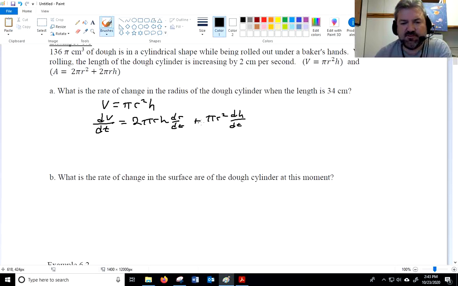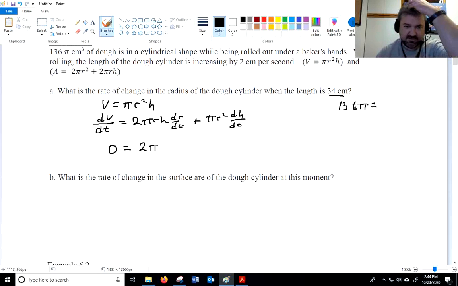All right, let's fill in what we know. We know that dV/dt is 0 because the volume of the dough is not changing as we roll it out. And we're told the length is 34, so that's the height. So 2 pi, I don't know the r yet, but I do know the height. We can find the r, though, because we know that the volume of dough is 136 pi cubic centimeters, and we'll set that equal to pi r squared times 34.